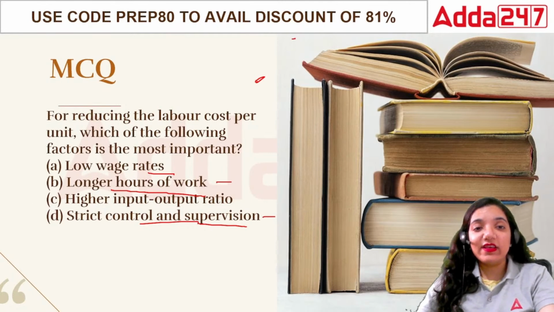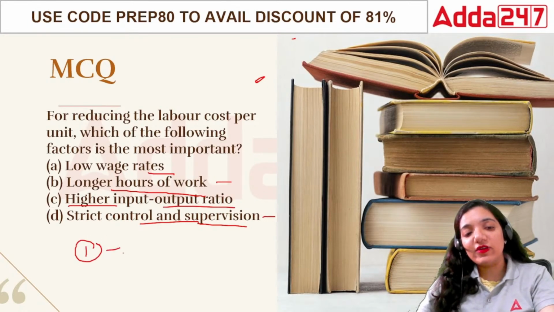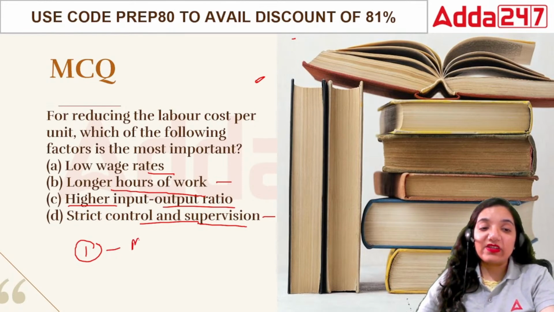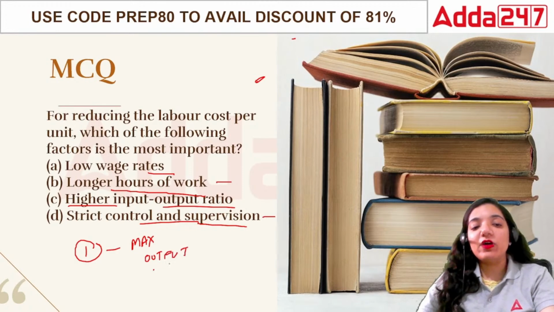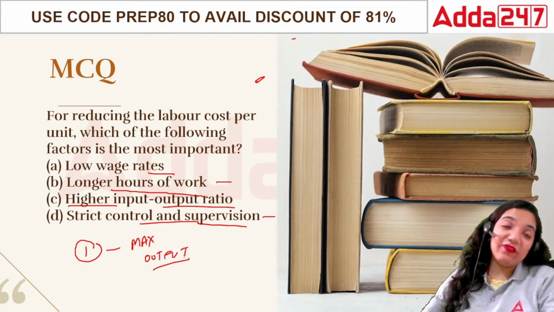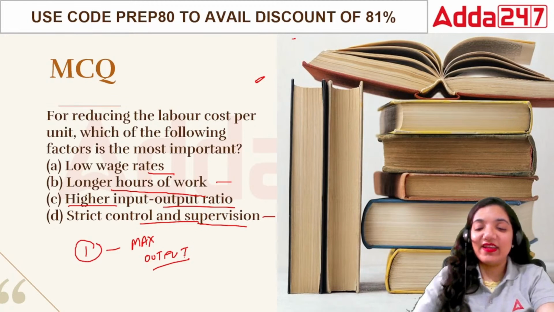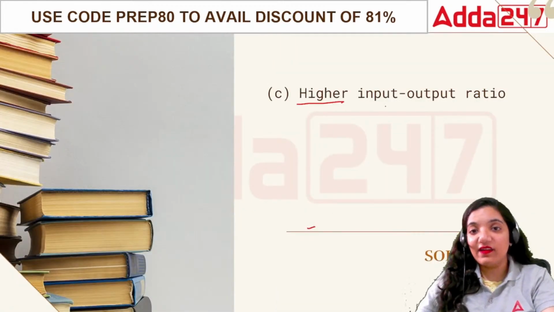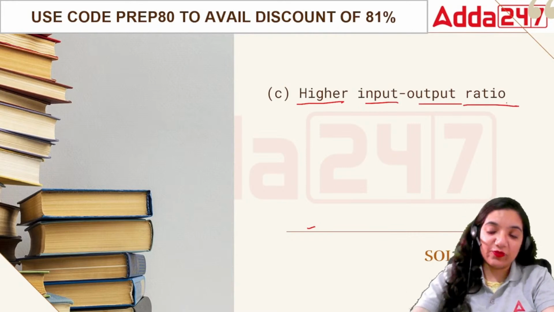So the only thing that can really help us to reduce our costs is higher input and output ratio. If you are putting 1 hour of work in terms of the labor there, they should get the maximum output. If the output is maximized, even if they work for a lesser number of hours, even then our work is done, right? So in this case, the correct answer is C, that is higher input output ratio.